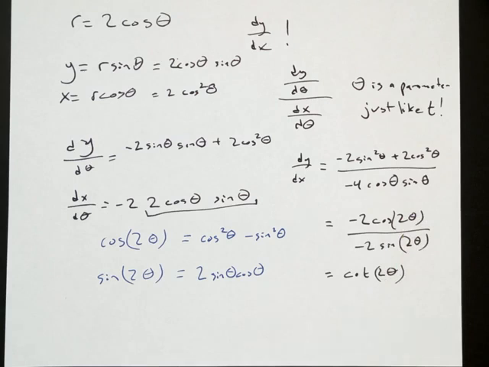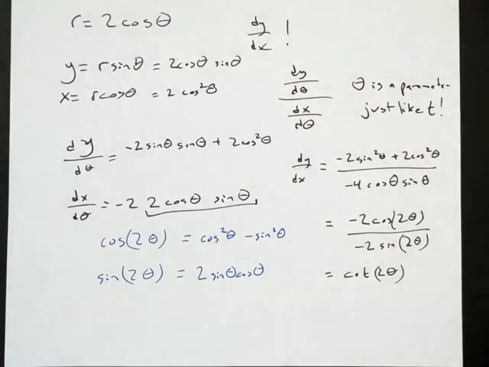And where is it vertical? It's vertical where the slope is undefined. A fraction is undefined where its bottom is 0. Sine of 2 theta is 0 at 0, pi, and 2 pi. Well, that's 2 theta. So it's divided in half: 0, pi over 2, pi.